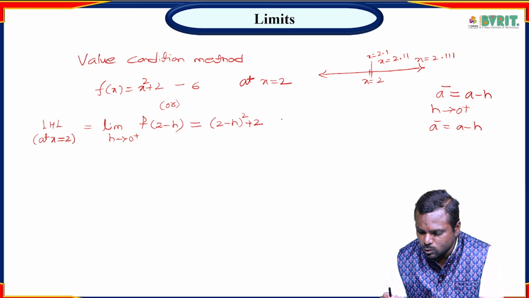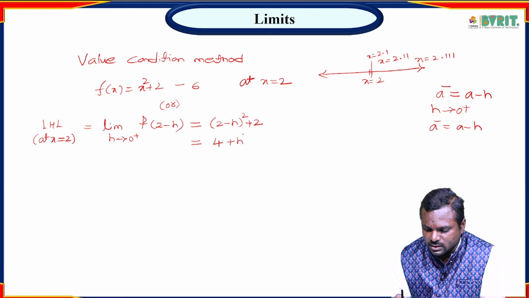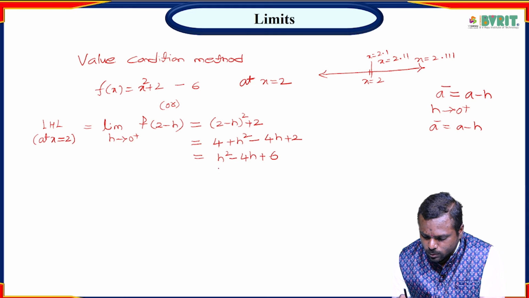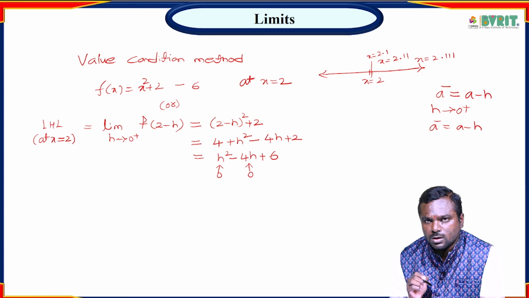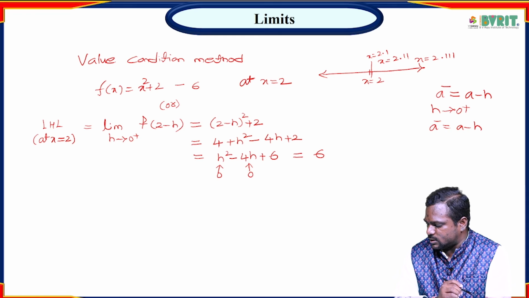Now here 2 minus h whole square is like a minus b whole square, a square plus b square minus 2ab, that is 4 plus h square minus 4h, plus 2. So that is equal to h square minus 4h plus 6. Now here h tends to 0, this value is going to 0, this value is also going to 0. Then finally the left hand limit at x is equal to 2 is 6.